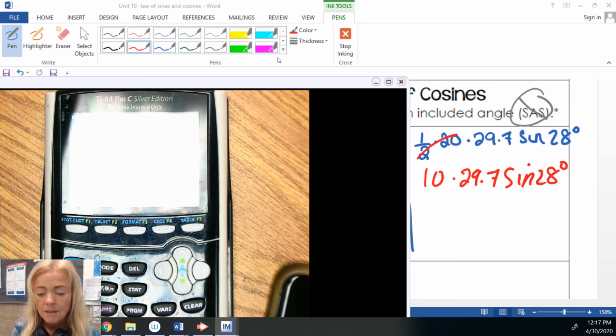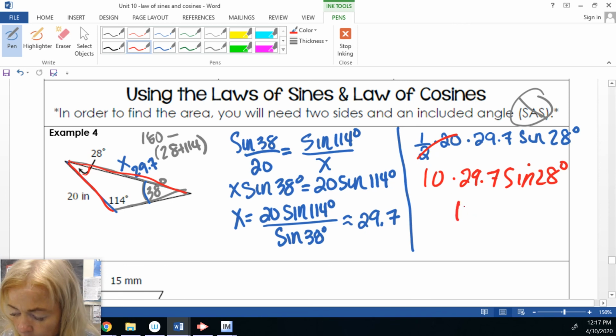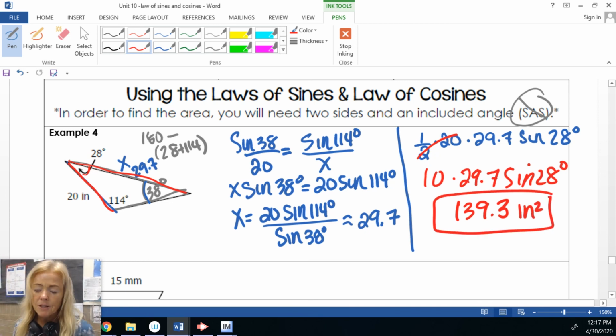139.3. Okay. So 139.3, and that is an area in inches squared. Area of the triangle. All right, not too bad.